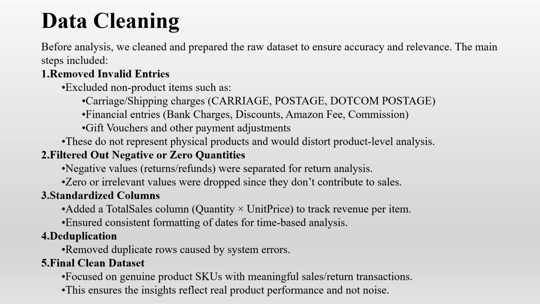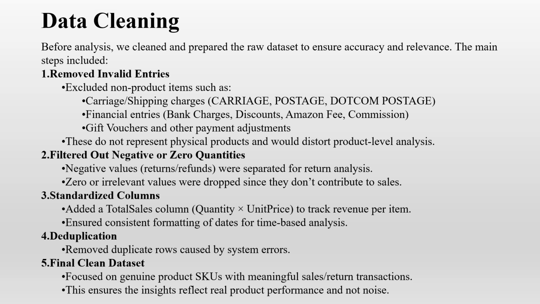Now, our first step is the data cleaning. Before our analysis, we have to clean and prepare our raw data set to ensure accuracy and relevance. The main steps include removing invalid entries, which means excluding non-product items such as carriage shipping charges, financial entries, gift vouchers, and other payment adjustments. Number 2 is to filter out negative or zero quantities, negative values, and zero irrelevant values. We have to drop all of them because they don't contribute to sales.